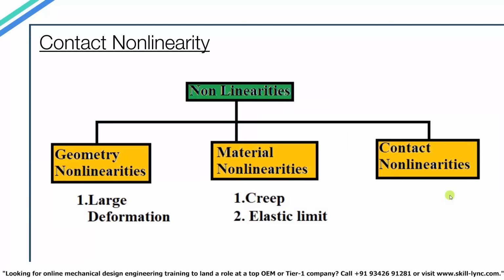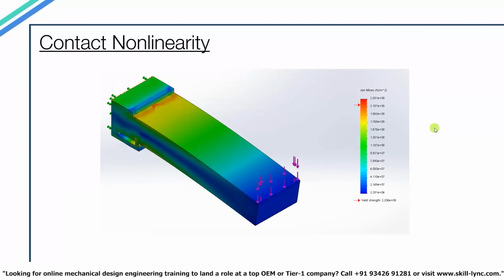Apart from geometric and material nonlinearities, we also have the contact nonlinearity, which is caused by the changing status of contact throughout the simulation. We have already discussed the contact nonlinearity in the video a few minutes ago. The cantilever beam with the support bracket is a perfect example for contact nonlinearity.